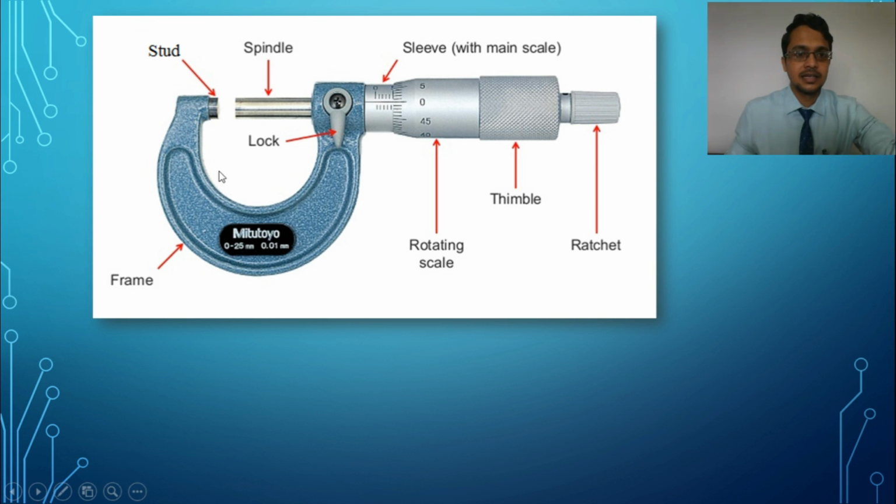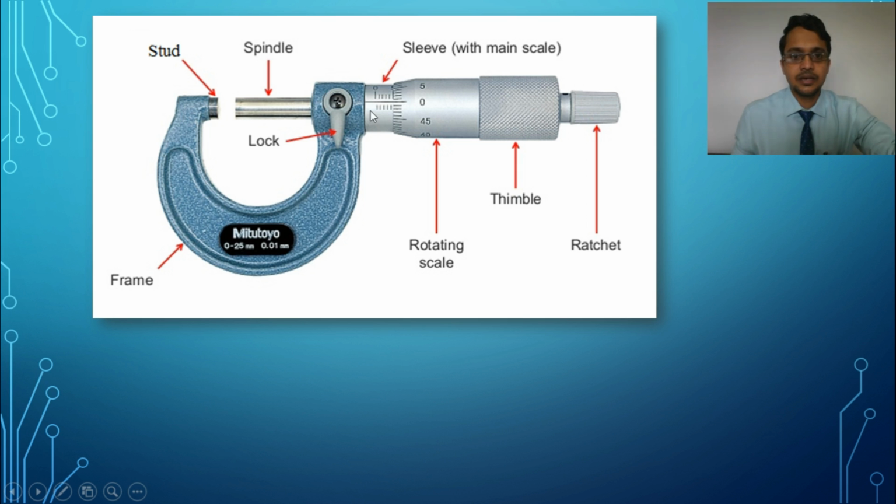Different parts are, this is stud, this is a fixed part, this is spindle. This part can move forward and backward when we rotate this thimble or ratchet. Using ratchet, if we rotate this thimble, then the spindle part will move forward or backward. This is lock, means after putting something in between stud and spindle, we can lock that position, then we can take the reading so that there will be no error in our reading.